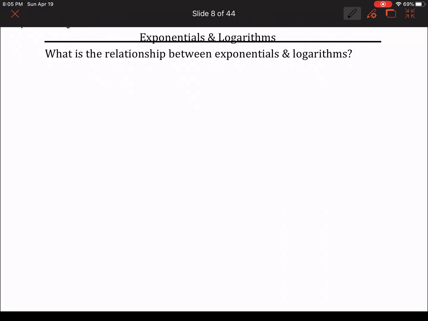But the relationship is that they're inverses, and what this means is that we can use exponentials to help us solve logarithms, and we can use logarithms to help us solve exponentials. In maybe two weeks, it's going to become very necessary that we know how to go back and forth between these two types of functions. If not, we're not going to be able to solve equations.